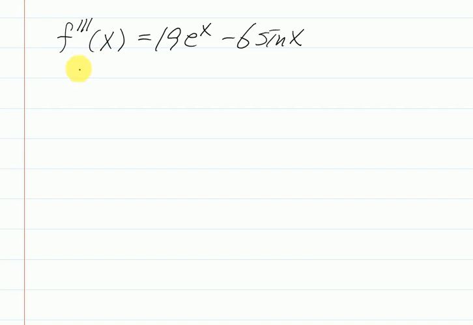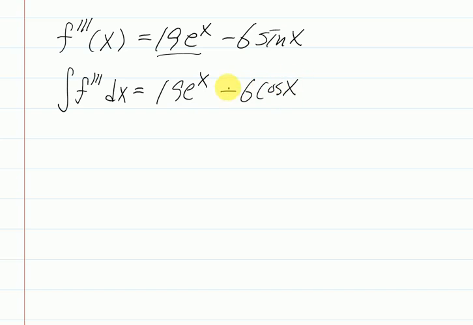Now the question is, when you take the antiderivative of that, okay, so the antiderivative of that, 19 e to the x. The antiderivative of this one is 6 cosine x, but it should be positive. And you have a constant. Okay. Now, this should be the second derivative of f, and to get the original f, you have to take the antiderivative of this again, right?